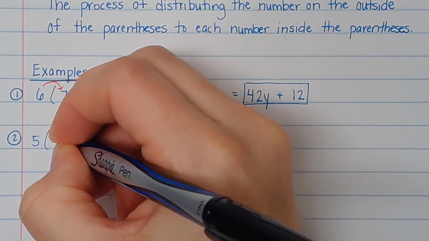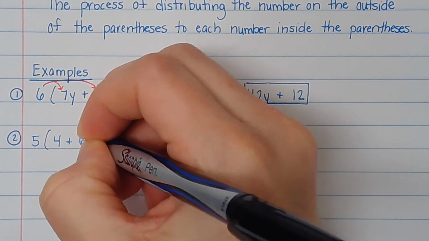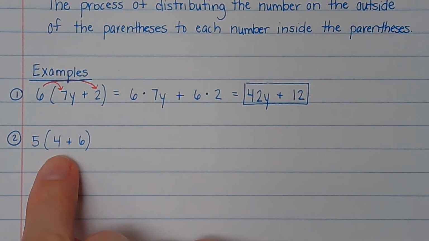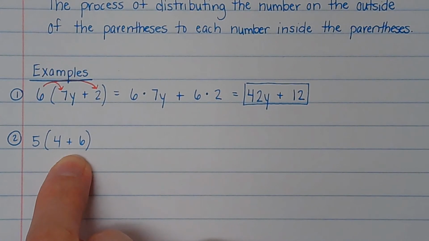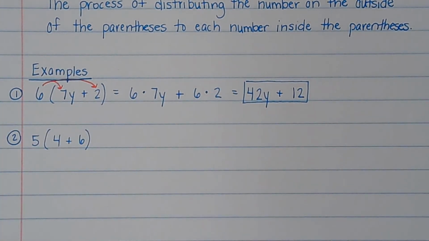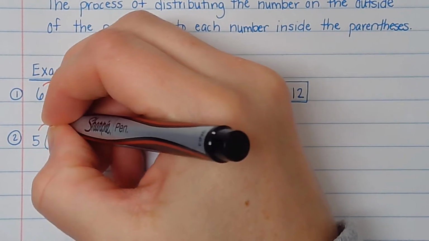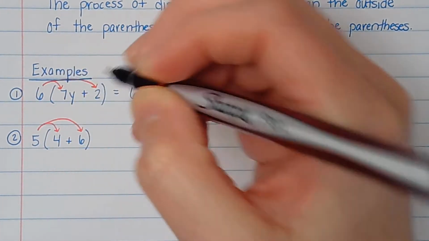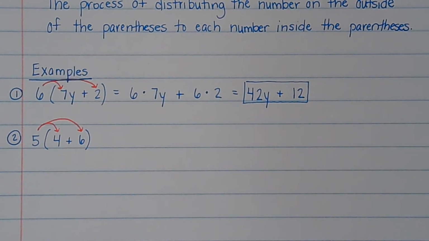parentheses 4 plus 6. Okay, so you're doing order of operations, you could easily solve this. You do 4 plus 6 and get 10, and then you would do 10 times 5 to get 50. Quick and simple, an easy way to do it with order of operations. But like I said, we're practicing the distributive property, so we're going to do it like this. We're going to do 5 times 4, and then 5 times 6, okay?